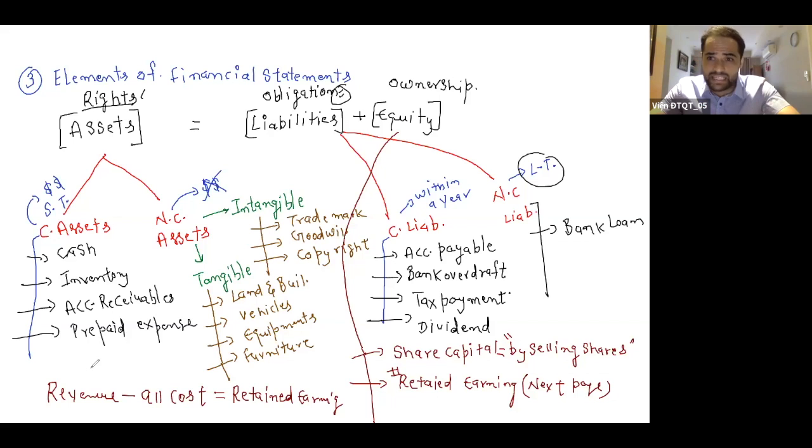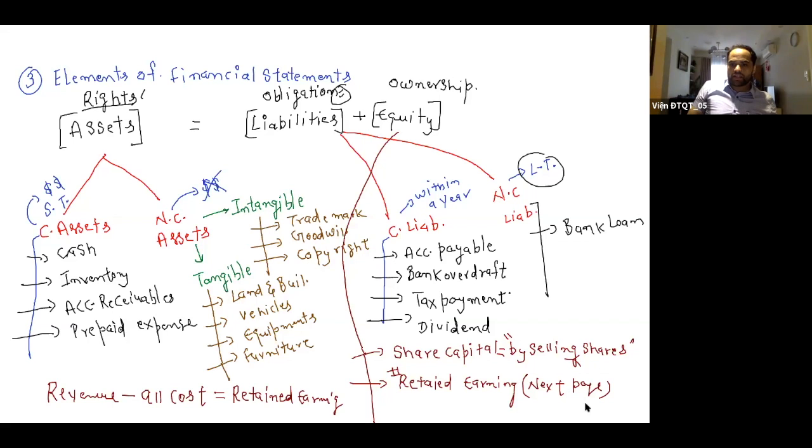Maybe some of this information will disappear. Some companies may not have vehicles, or furniture, or goodwill or trademark, or maybe bank overdraft, and so on. But the main idea is every financial statement must involve assets, liability, equity. Assets: current, non-current; liability: current, non-current; equity: share capital and retained earnings. All right, so these are the first three elements.